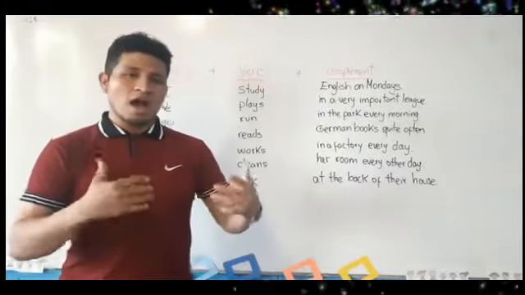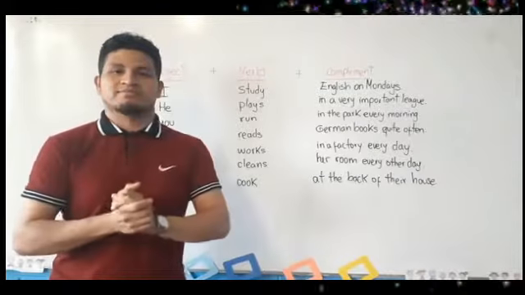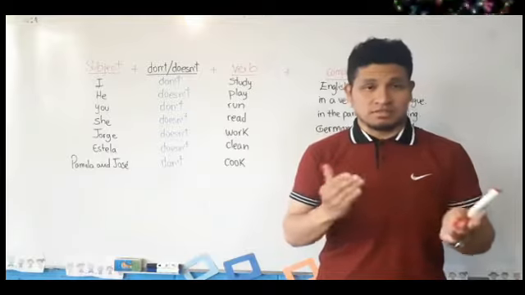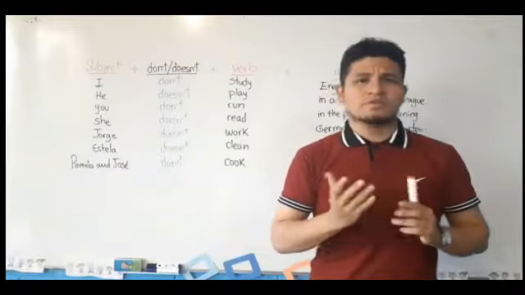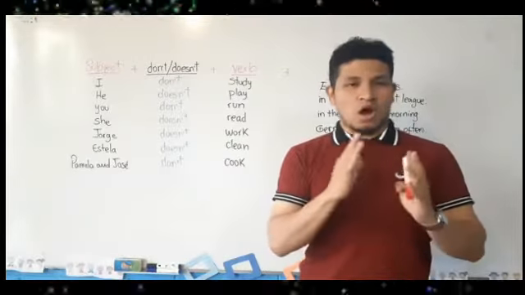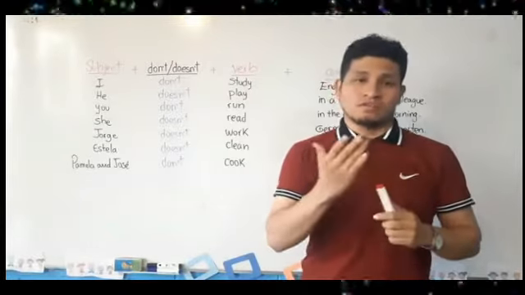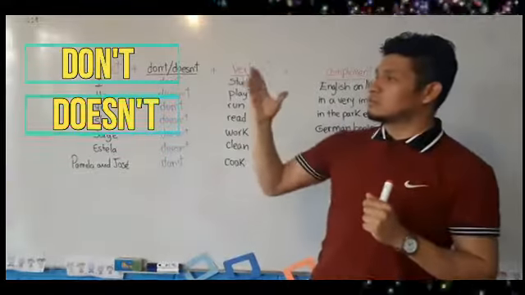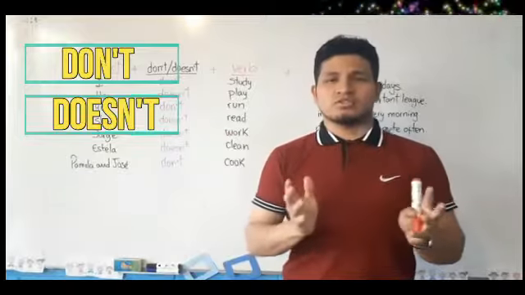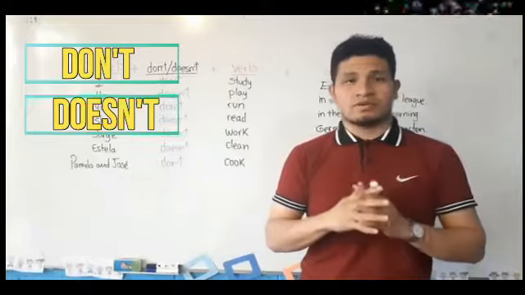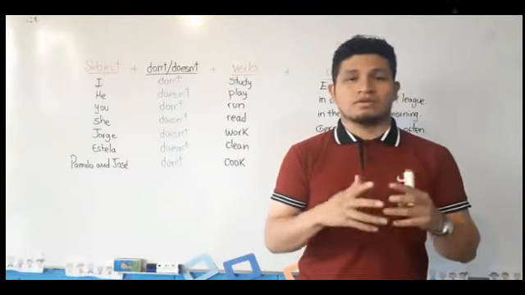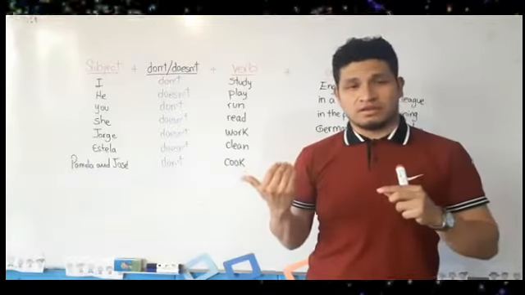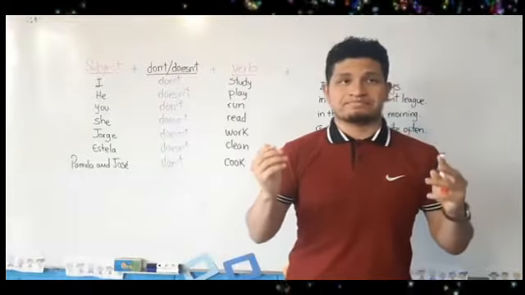Now we're going to see how to make a negative sentence in the present simple. In this case, we have to know two very important auxiliaries that we're going to work with: don't and doesn't. These auxiliaries are very important to know because each one of them has to work with its respective pronoun. Alright, so let's see some examples. We're going to use the same examples, but now we're going to add something else, which are the auxiliaries.